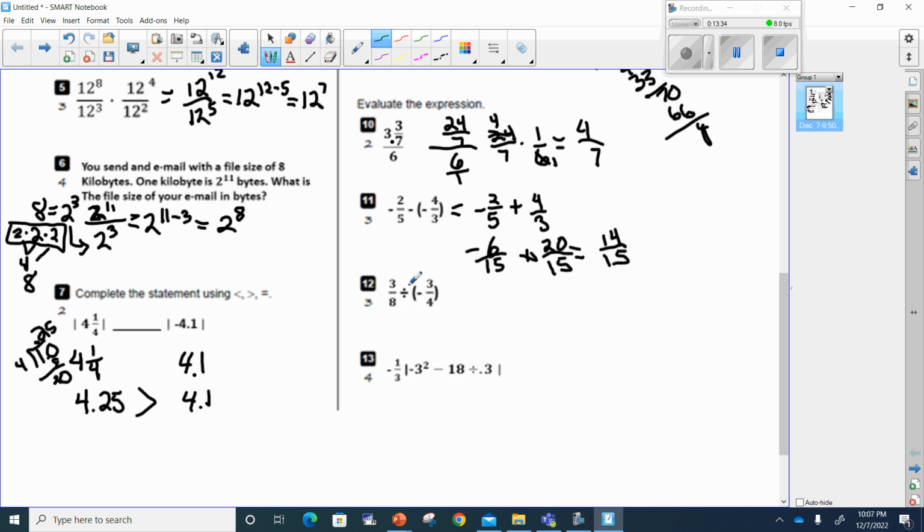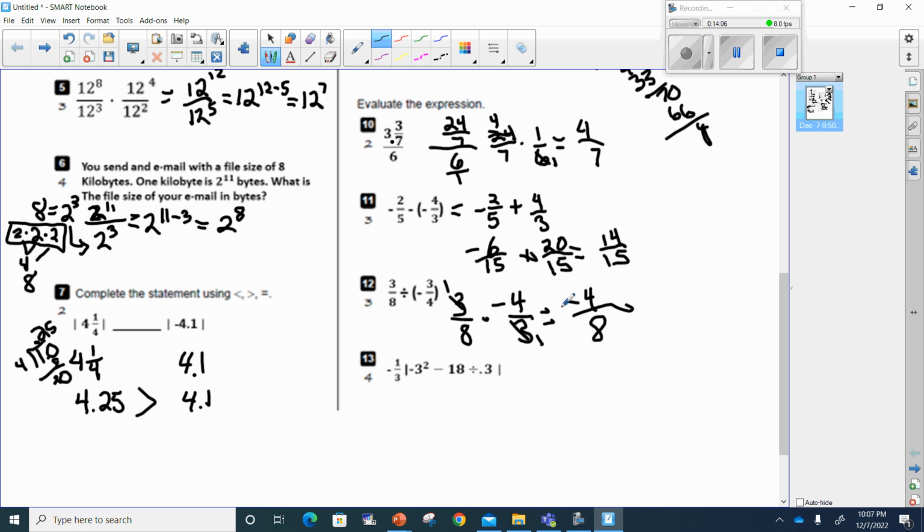Now we're coming over here with a division problem. Once again, we use keep, change, flip. We're going to keep the first one, we're going to change it to multiplication, and we're going to flip the second one. This will be a negative 4 over 3. I see there's a 3 on the top and 3 on the bottom. I can go reduce these. 3 divided by 3 is 1. So now I've got 1 times a negative 4, that's negative 4, and I've got 8 times 1, and that's 8. So my answer must be negative 4 over 8.